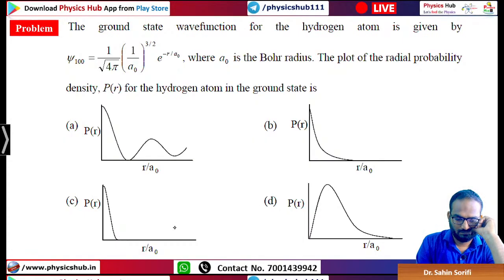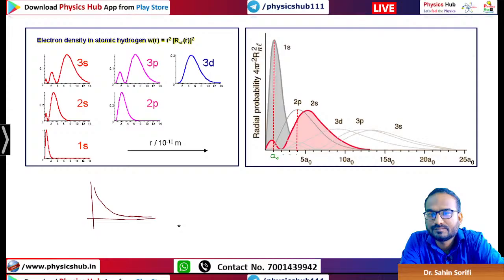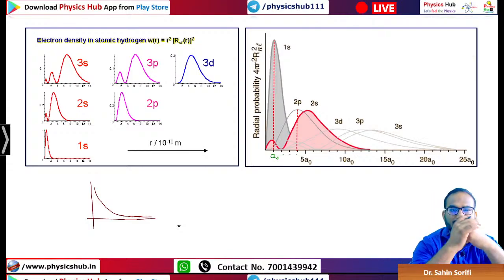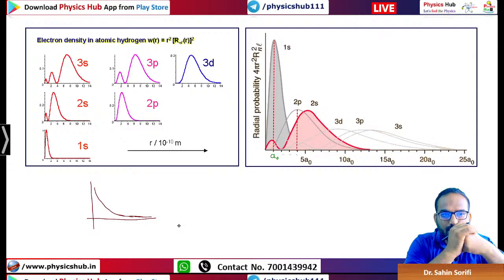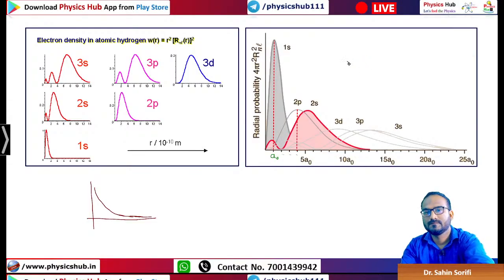Option D. Yeah, good observation. Murli, n square a naught is the most probable distance. N square a naught.